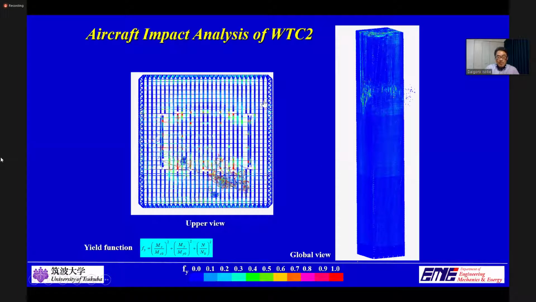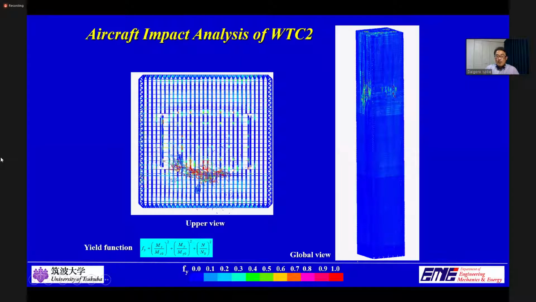From the upper view, we can see that both engines are detached from the aircraft soon after the main wings crashed into the surface. The left engine reduces its speed rapidly as it directly enters the core structure. The right engine, on the other hand, glances off the core structure and goes out of the northeast corner of the tower.